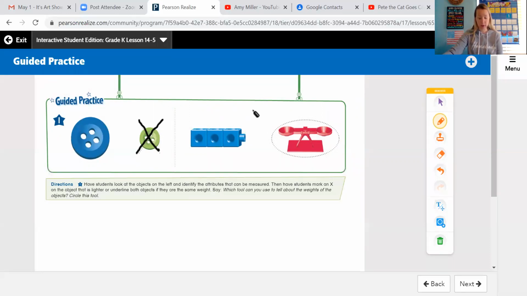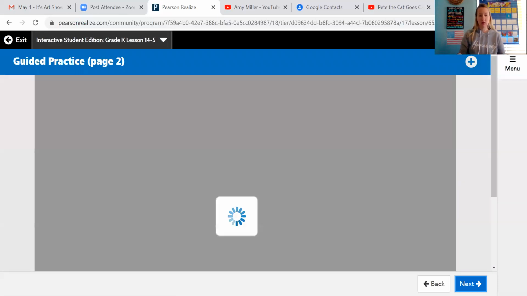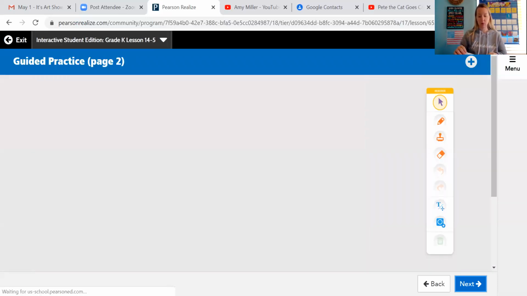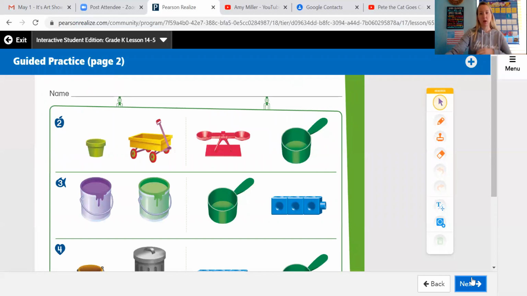Now they want you to look at these tools here. Which tool could you use to tell about the weight of these objects? A cube train or a balance scale? Balance scale. Good job. All right, flip it like a pancake, and we are going to do some on our own together. All right.